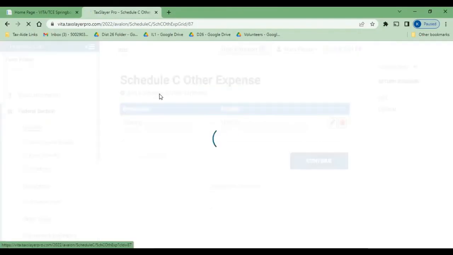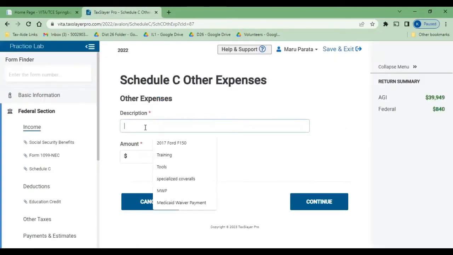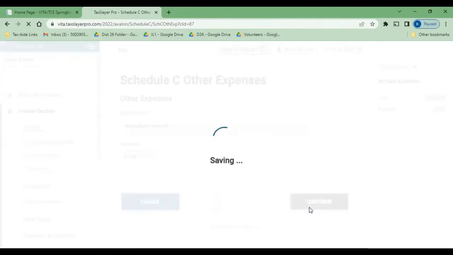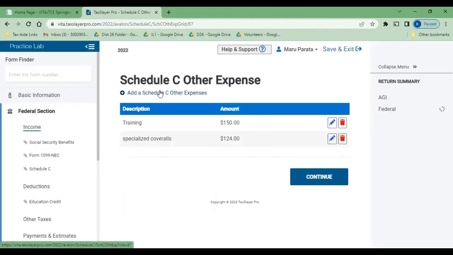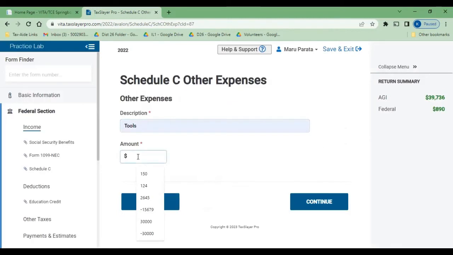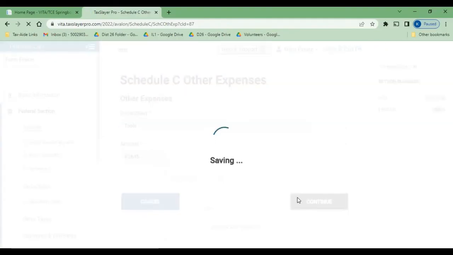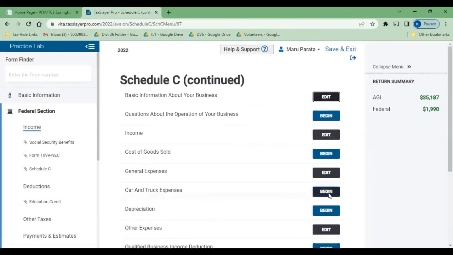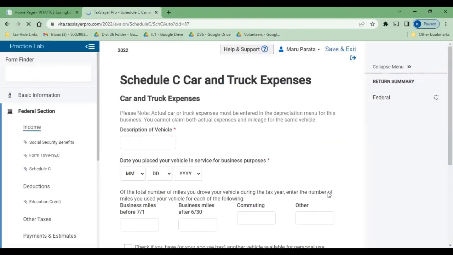Then we can enter another one. We'll do his coveralls, his specialized coveralls for $124. And then his tools for $2,645. So that is all of the other expenses. We can move now to car and truck expenses.